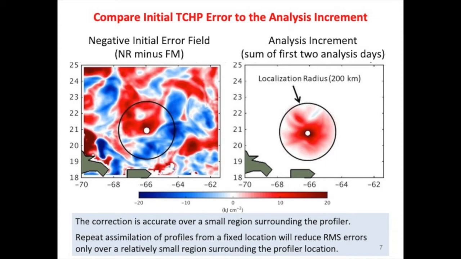What that illustrates is the pattern of correction in tropical cyclone heat potential that will be required to perfectly correct the forecast model. So with the OSSE system, you can visualize the errors very nicely. On the right, I show the combined analysis increment over the first 2 analysis days, and this shows the correction provided by the assimilation of the single profiler.